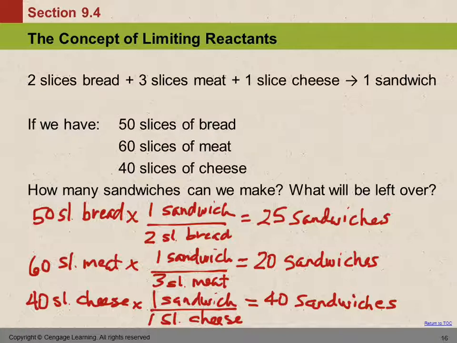So we're going along making sandwiches. And we make 10 sandwiches and 15 sandwiches. And when we get to 20 sandwiches, we run out of meat. We are done. We can't make any more. What gets left over then? There's bread and cheese left over. Okay? So there's going to be stuff left over. But this is how many sandwiches we can make.